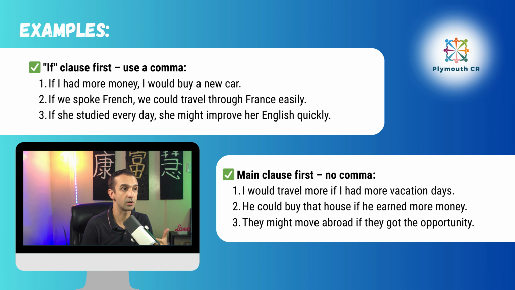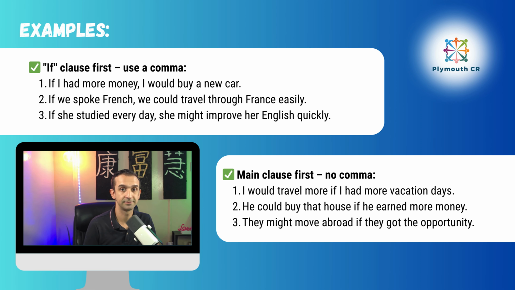Then the other option is when the main clause or the result clause comes first. And here we don't need a comma. I would travel more if I had more vacation days. He could buy that house if he earned more money. Or they might move abroad if they got the opportunity. Okay, remember in this case, we don't need the comma.